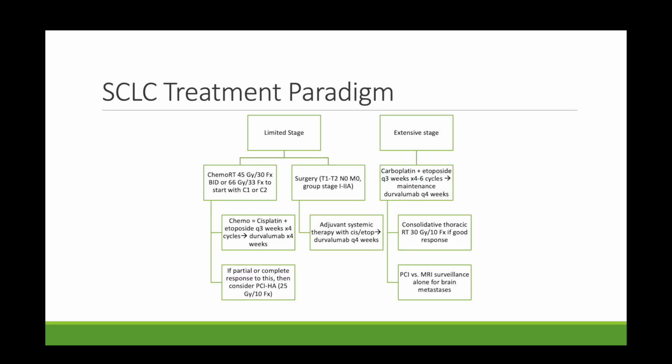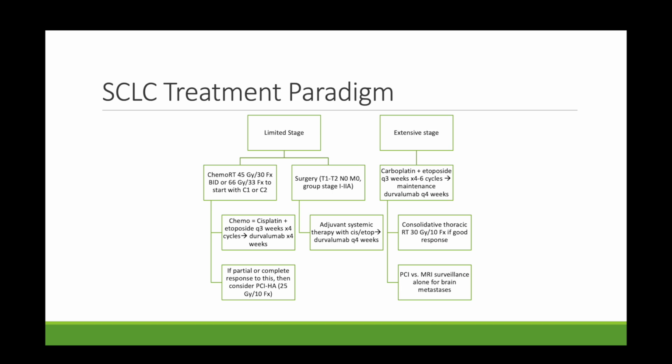In terms of treatment for small cell lung cancer, it's really considered a systemic disease because it has such a high propensity for metastasis. And so systemic therapy is really, really important for small cell lung cancer. So limited stage disease is typically treated with either chemoradiation or, in rare cases, it can sometimes be treated with upfront surgery. So if it's just T1 to T2, N0, M0, but unfortunately, it's uncommon that we find small cell lung cancer at this early of a stage.